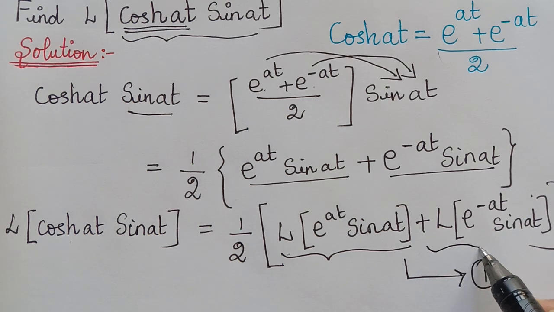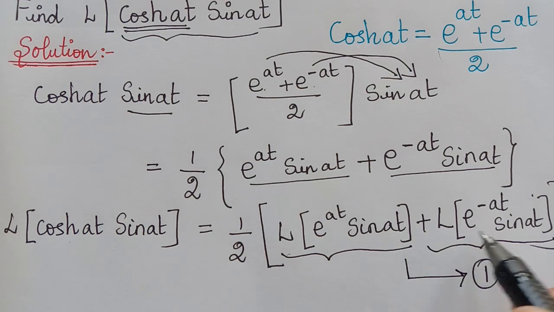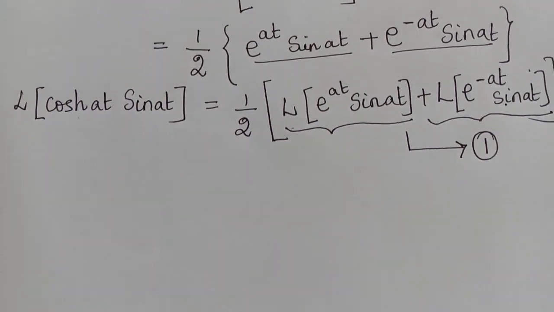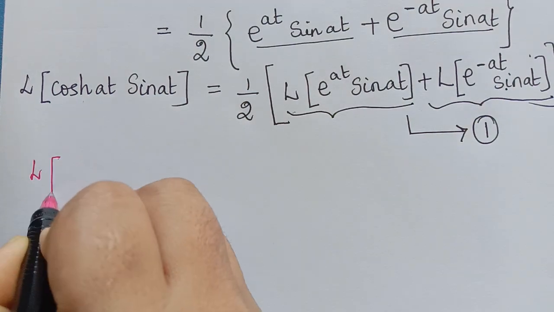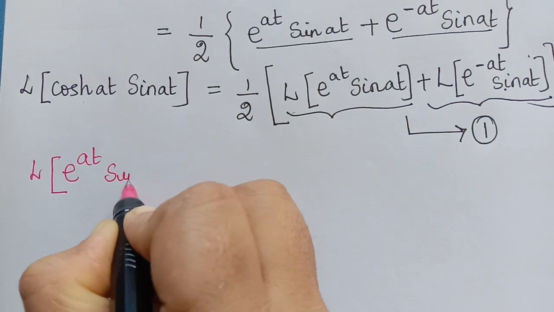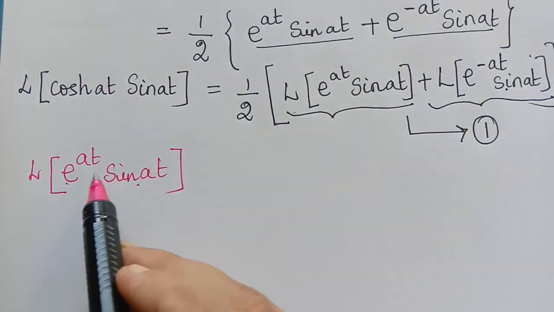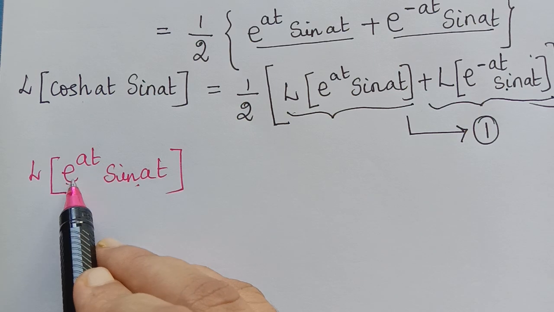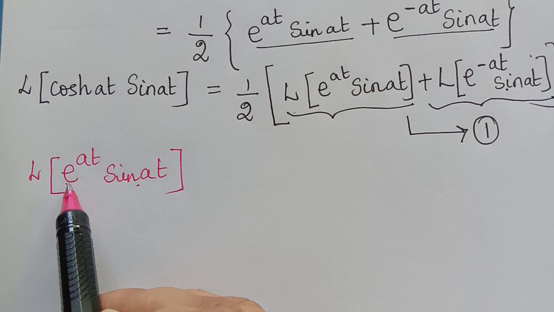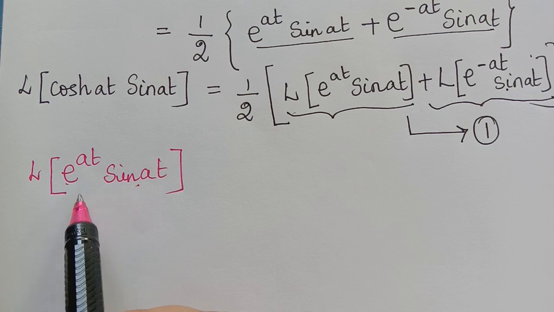So that we will find the Laplace transform of the first term separately and the Laplace transform of the second term separately, and take the answers and substitute over here. So let us do that now. First let us find the Laplace transform of the first term, that is e to the power at sin at. Now here we have a product of two functions where one of the functions is exponential. So what theorem do we have to apply here? If you have followed my previous video lectures, you will know that we have to apply the first shifting theorem.